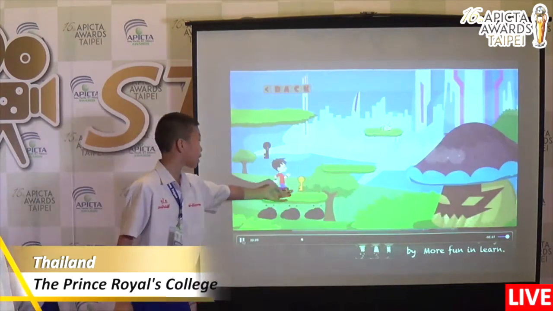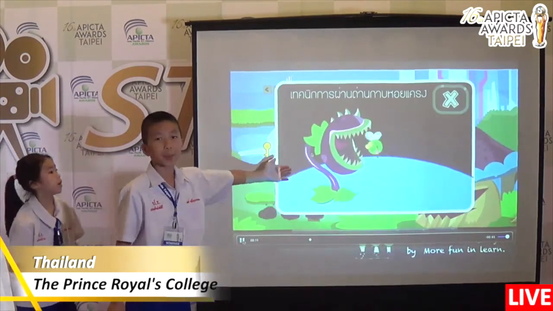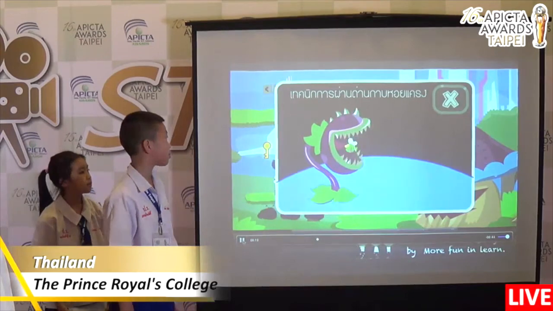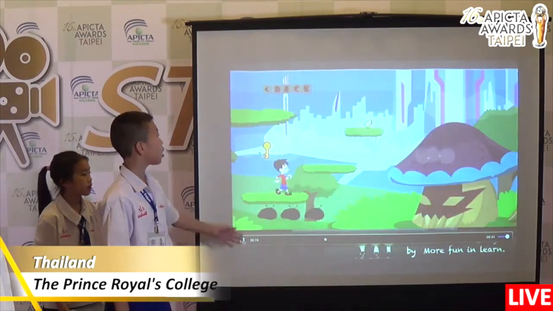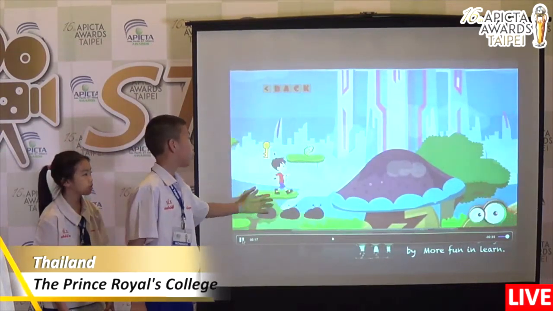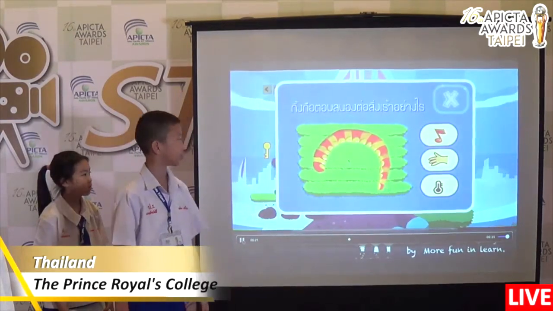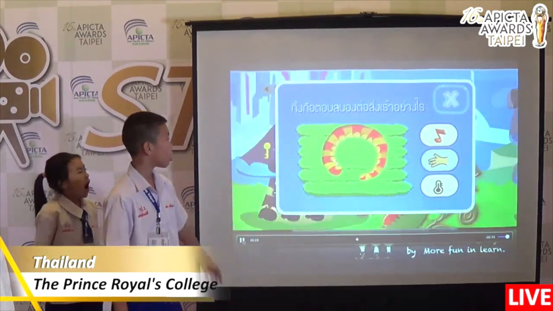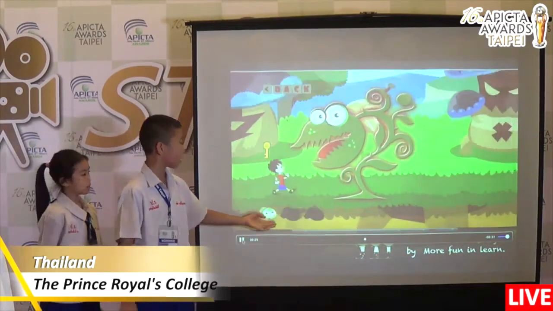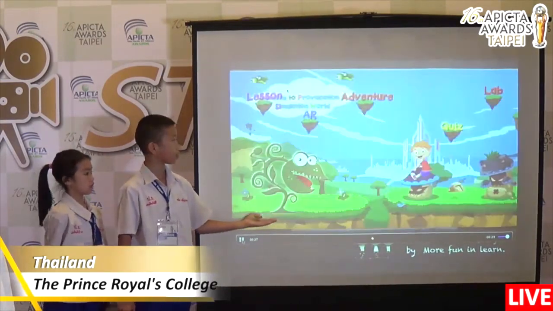When the boys collect the keys, we have a technique to pass the missions, and students will get the keys. When the boys collect the baby worms, they have a question and students will answer. If students answer correctly, students will get the baby worms.